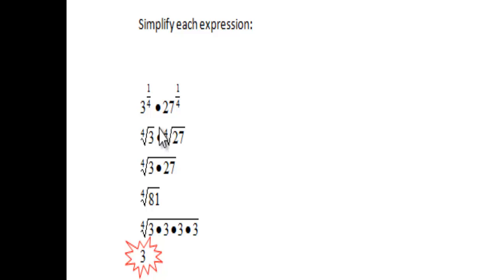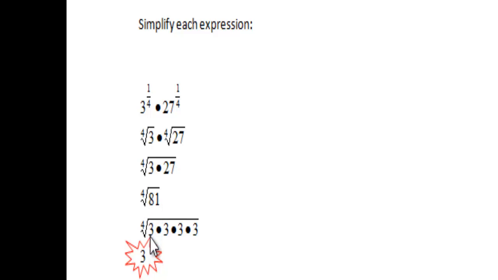You don't have to write the 1 in. Same thing for the 27. The 27 to the 1/4, when you write it in radical form, is the 4th root of 27 to the 1, or just the 4th root of 27. So since they're both to the 4th root, if you have the 4th root of something times the 4th root of something else, you can write that as the 4th root of whatever times whatever. In this case, the 4th root of 3 times the 4th root of 27 is the 4th root of 3 times 27, which becomes the 4th root of 81.